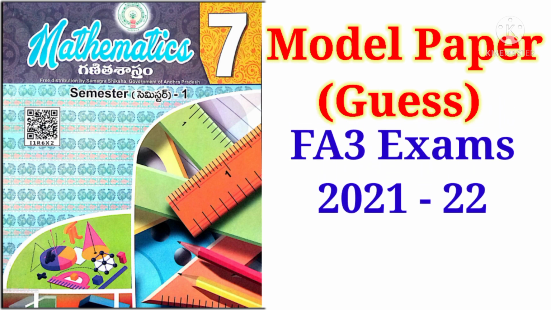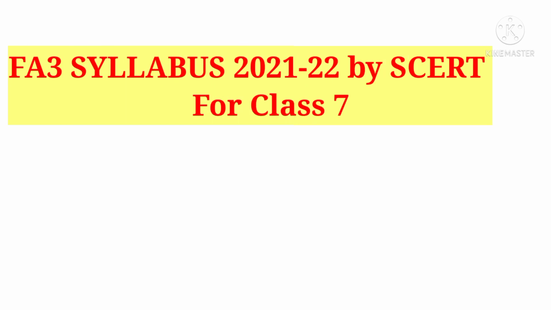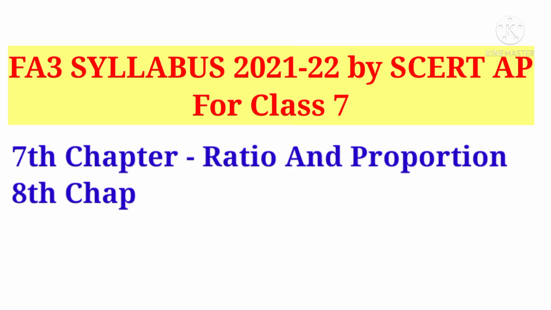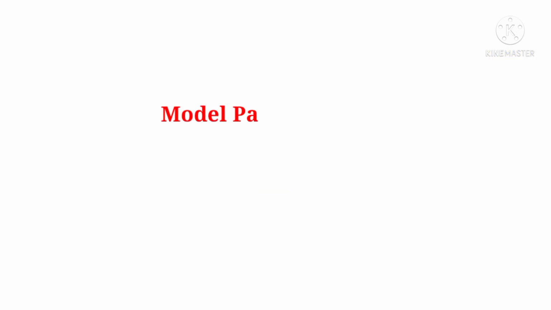Today we are going to learn the 7th class mathematics model paper or guess paper for FA3 examinations 2021-22. Now let us see the syllabus. FA3 syllabus 2021-22 by SCERT AP for class 7th is 7th chapter, ratio and proportion, and 8th chapter, exponents and powers. Now let us see the model paper.